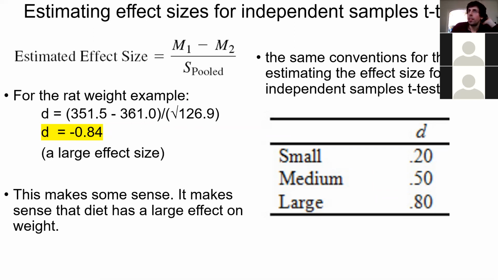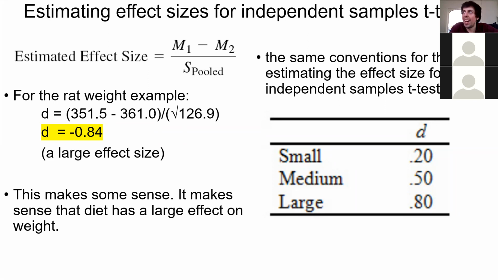So in this example, the effect size is going to be the difference between sample 1 and sample 2's means divided by the square root of 126.9, which was the pooled variance. To get the standard deviation, you take the variance and then just take the square root. And we find that there is a large effect size as a result of the diet intervention, the diet study variable. And this makes a lot of sense because it's very widely known and well understood that diet plays a very large role in body weight.